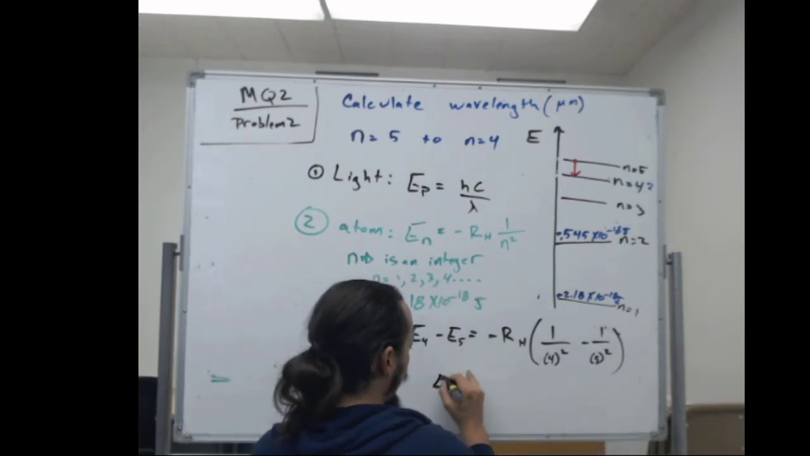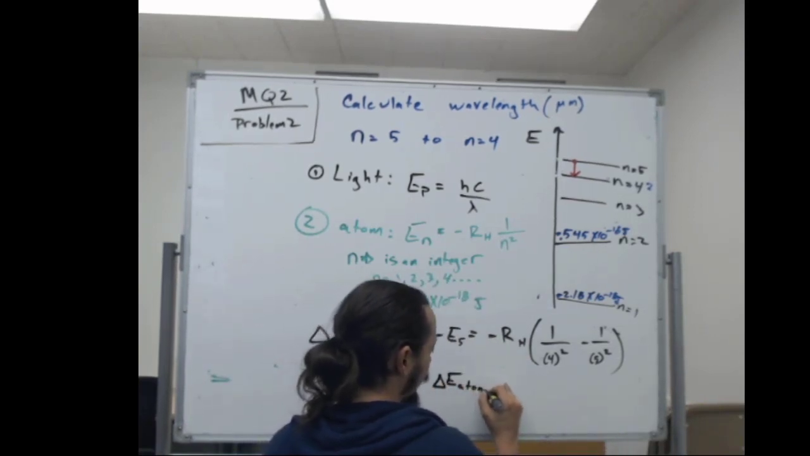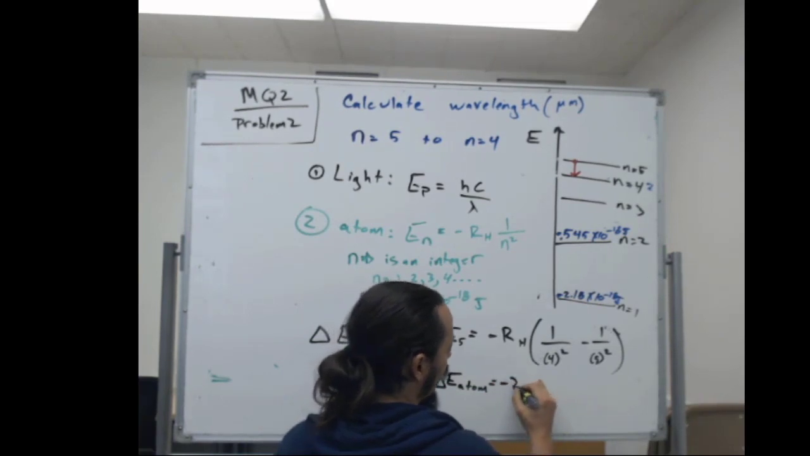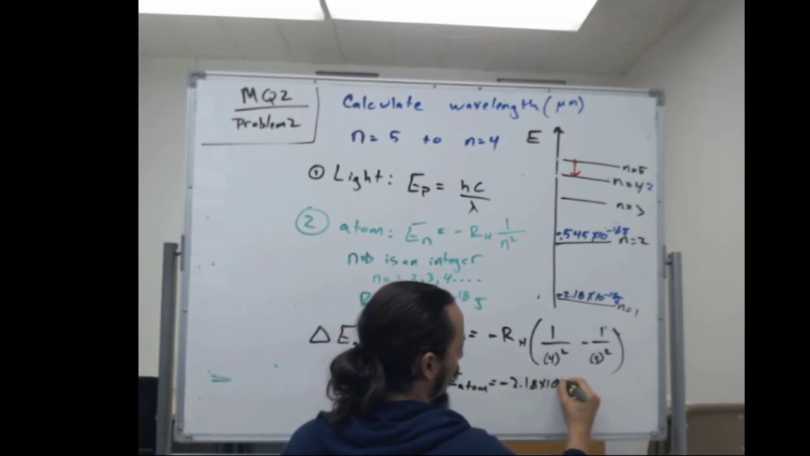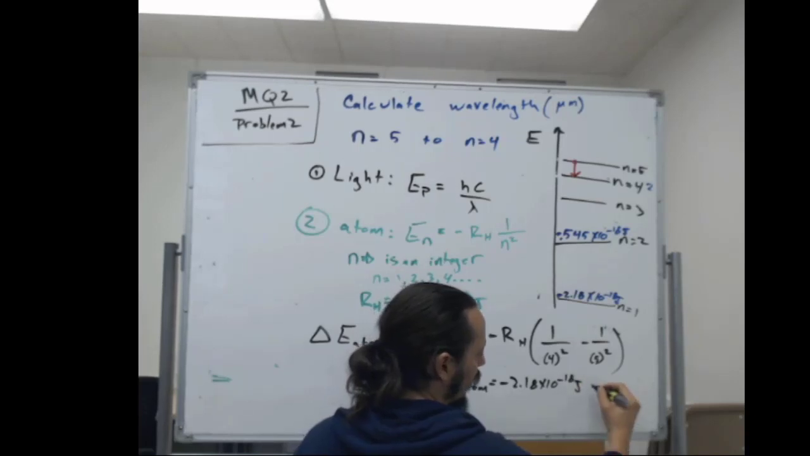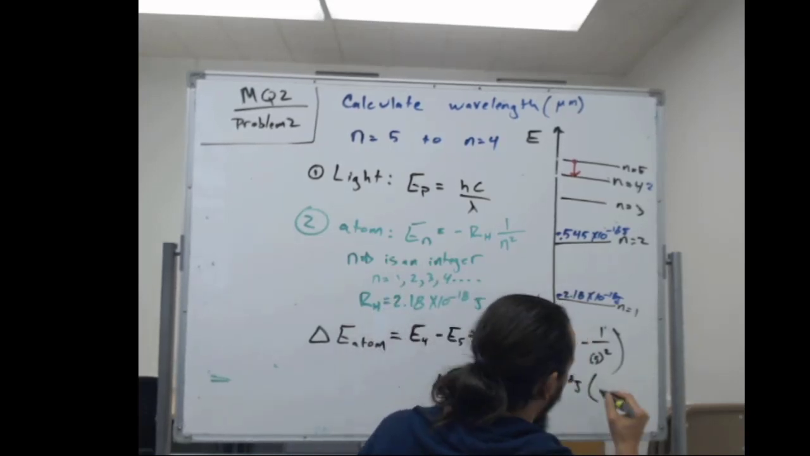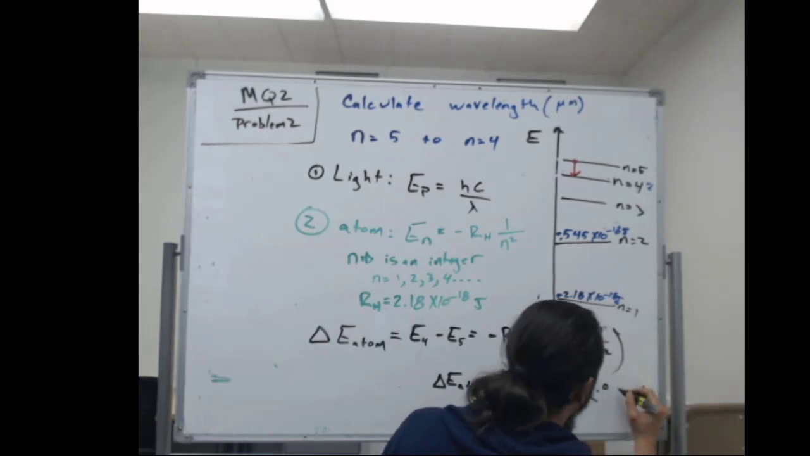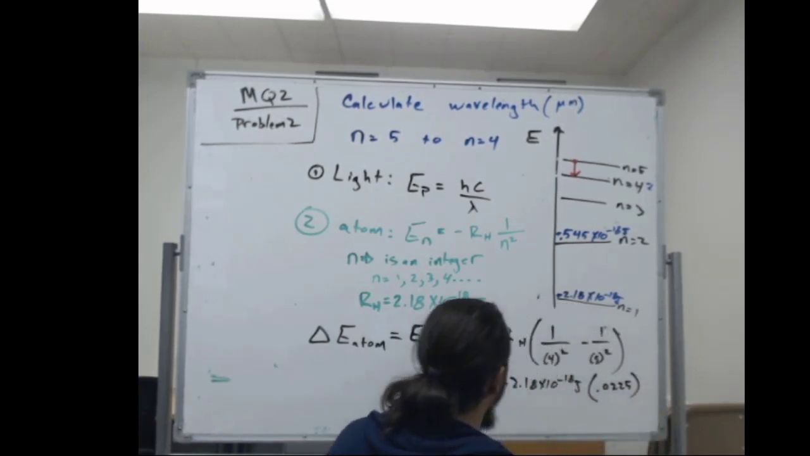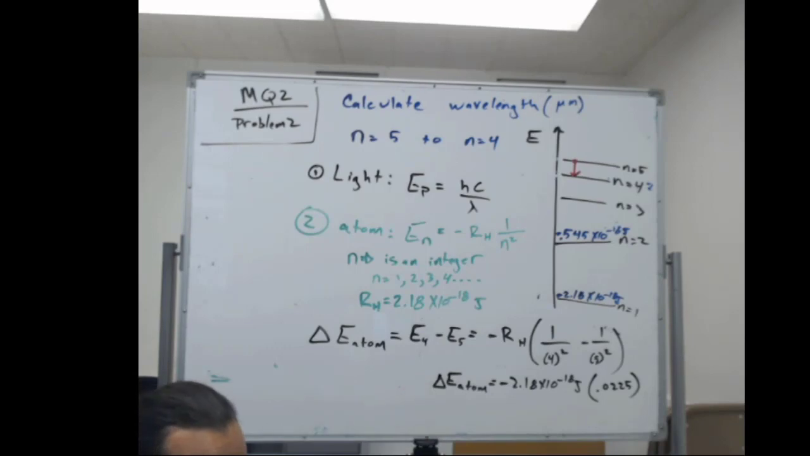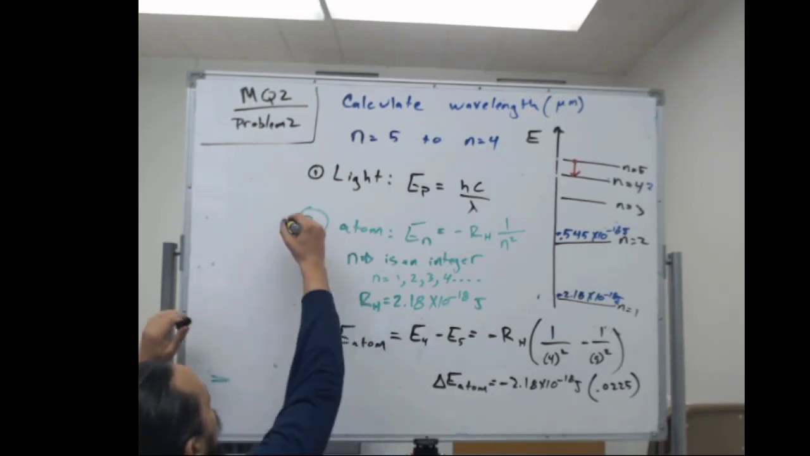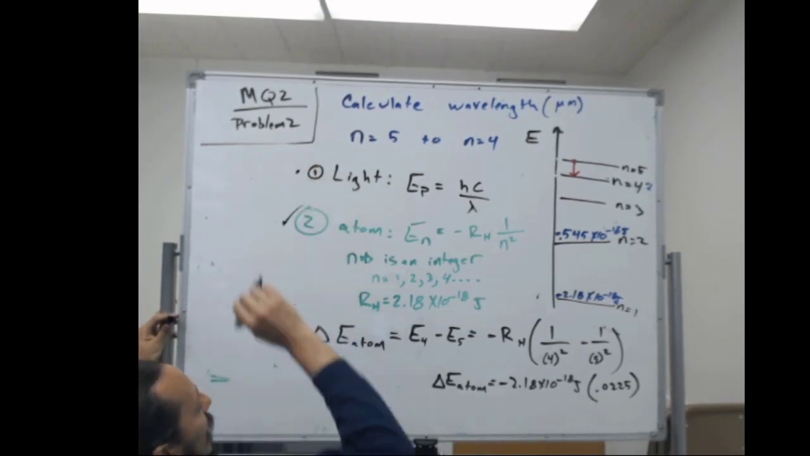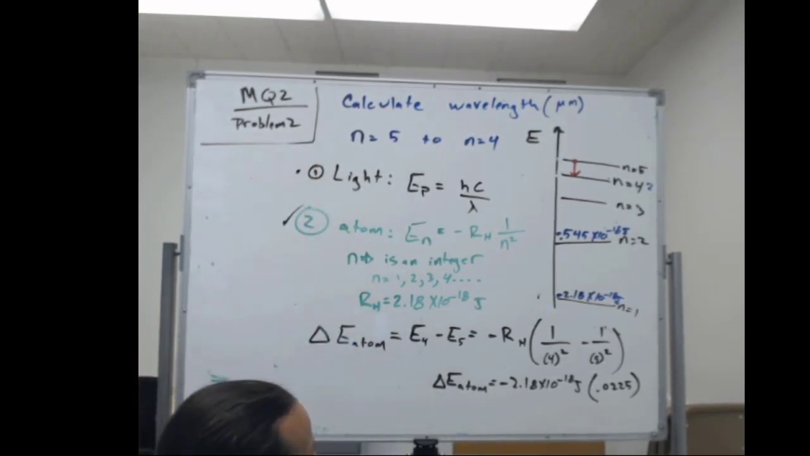That's going to give us the delta E of the atom is equal to negative 2.18 times 10 to the minus 18 joules times 0.0225. Notice this is for the change in the atom. So now we've got this change in energy of the atom. We've got this part. We now have to relate it to the light up there. Good so far? And then we'll do this using the other equation as well in just a moment.